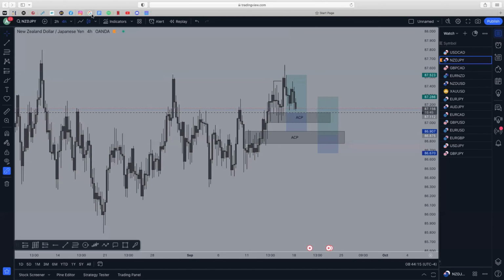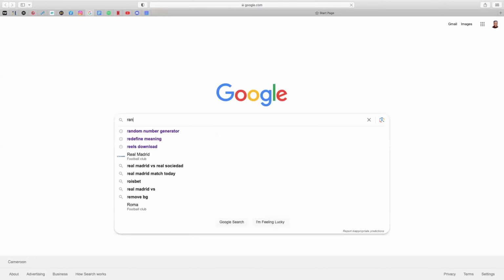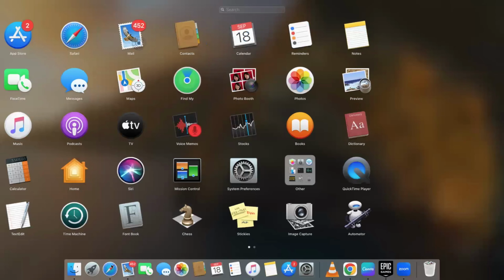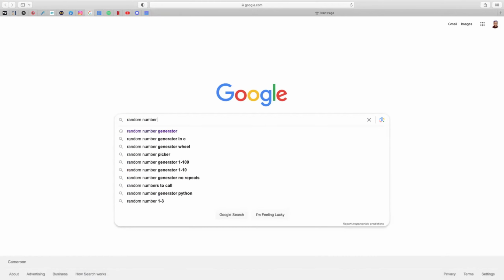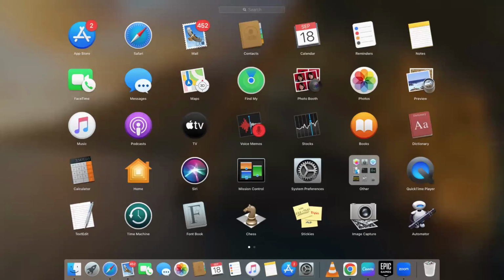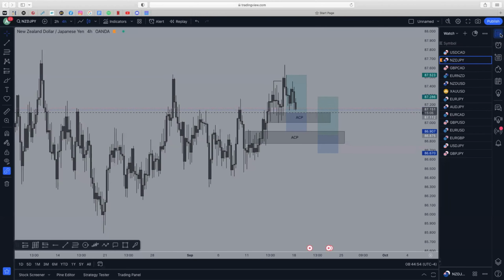How I'm going to do that is I'll go on Google and generate a random number that I'm going to pick from. So I'll just type here random number generator. I'll put my total number of pairs, 14. Now click generate. So Google has given me the 8th pair. So I'll quickly go to my watch list now and choose the 8th pair.